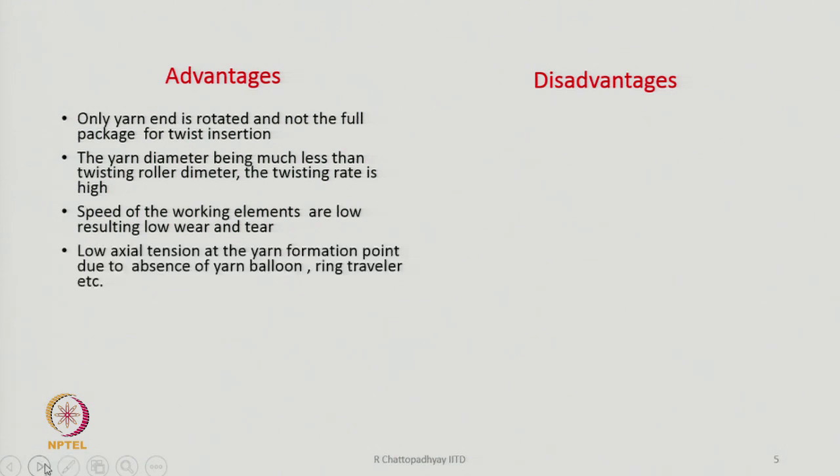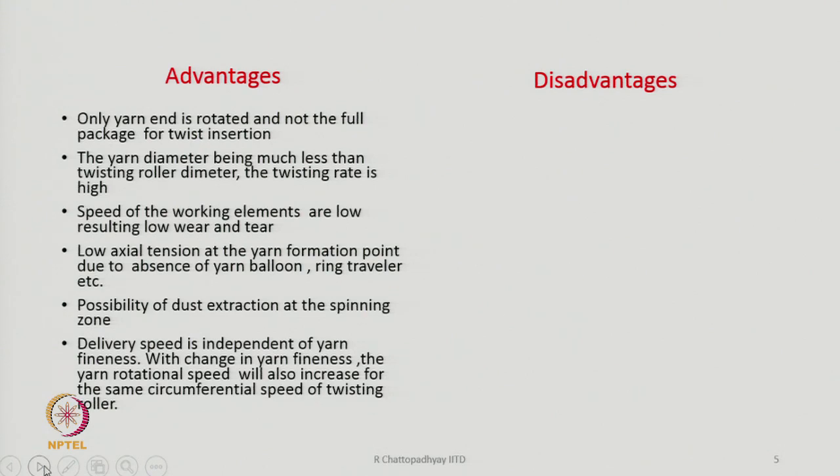Low axial tension at the yarn formation point due to absence of yarn balloon. There is no ring traveler combination. So, tension is very low, and therefore, we would expect very few end breakages during spinning. And dust extraction at the spinning zone is possible, because there are perforations on which fibers are coming and depositing. Through those perforations, we can suck out the dust along with the air also. So, that possibility exists.